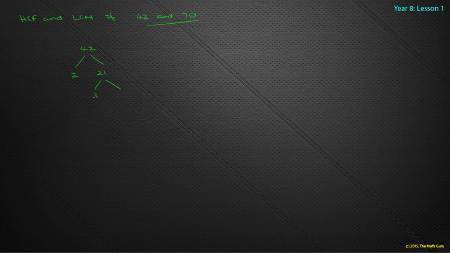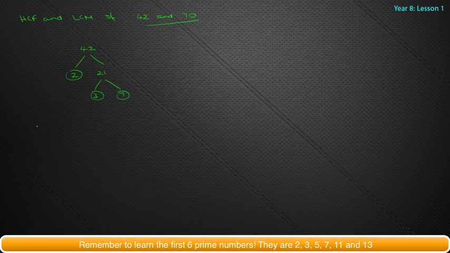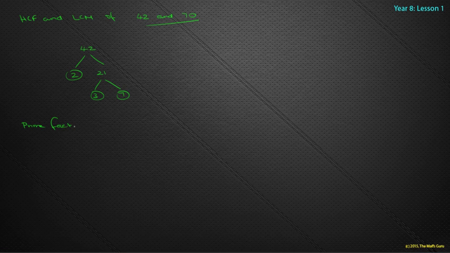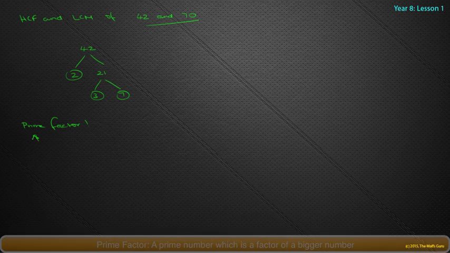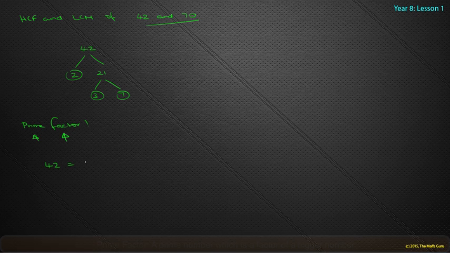2 doesn't go into that, but 3 does, so that will be 3 and 7. So 2 times 21 is 42, yep. And 7, 14, 21, that's good. These are all prime factors, and again there's another word, prime factor. What is a prime factor? Well, prime as in prime number, factor, multiply, or what goes in. So 42 can now be written as 2 times 3 times 7.